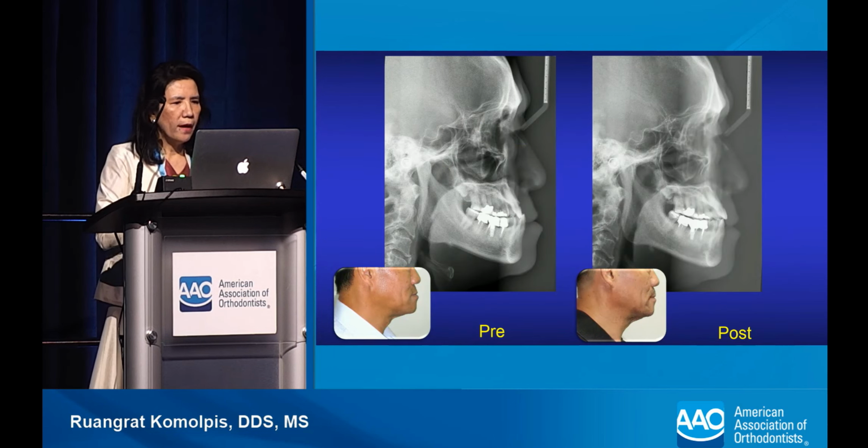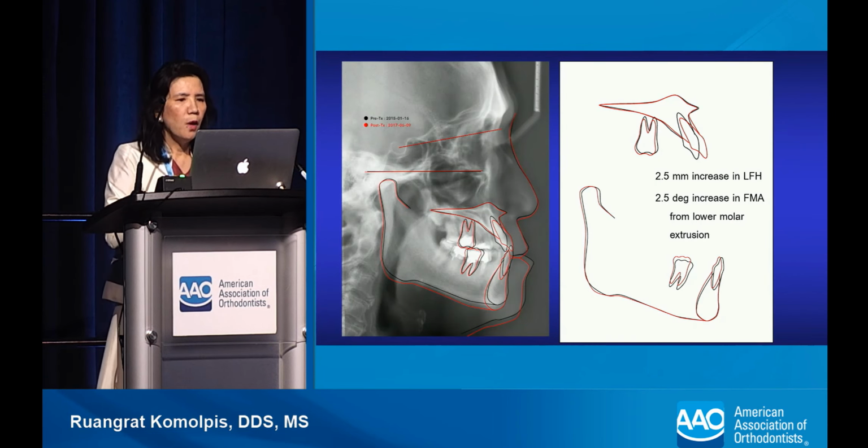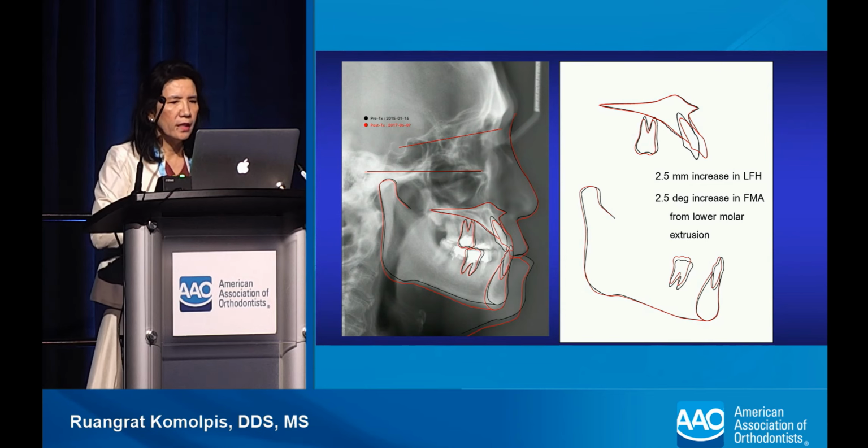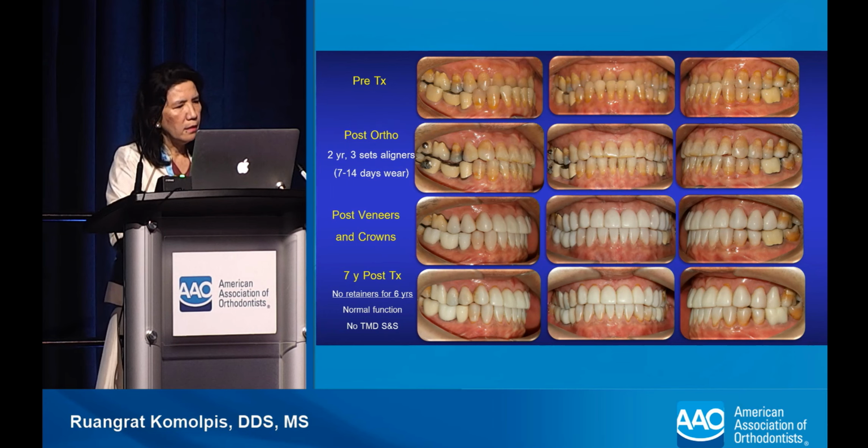This is his profile and cephalometrics pre and post treatment. We got a 2.5 millimeter increase in lower face height and a 2.5 degree increase in FMA from the lower molar extrusion. And this is him pre-treatment compared to post-treatment, 2 years, 3 sets of aligners. At that time, the patient wore the aligner 7 to 14 days per set. And then the third row is the post-veneers and crowns.